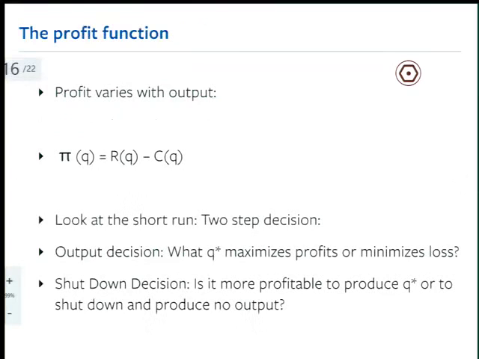I'm going to draw that for you, and I'm going to just ask you to trust me that it's right, and then I'm going to derive it, and it'll be really painful. But since we've drawn so many painful pictures already today, I don't want to draw any more painful pictures. So what varies with output in my profit function?